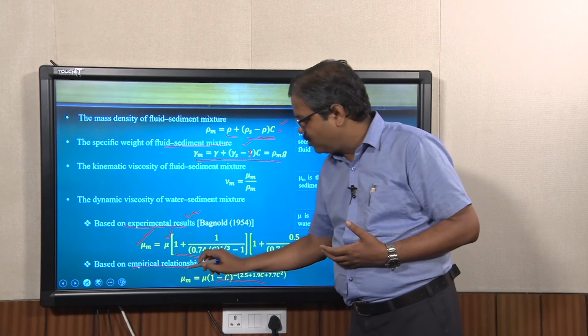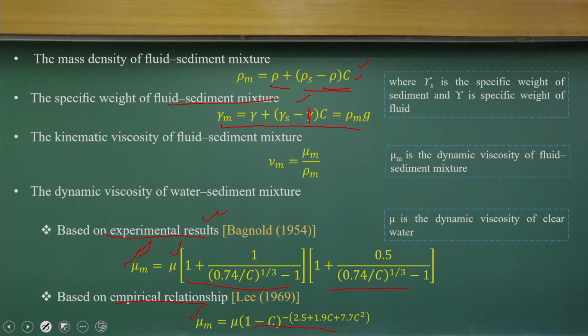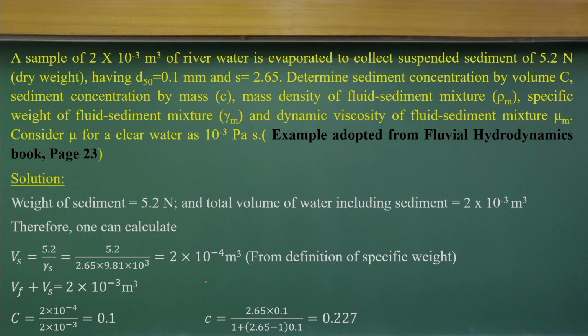We can find out the dynamic viscosity of the water and sediment mixture from the experimental data. Now let me go through a very simple example to show how we can compute it. Consider a volume of 2×10⁻³ m³ of river water, evaporate it to collect the suspended sediment, and weigh it.